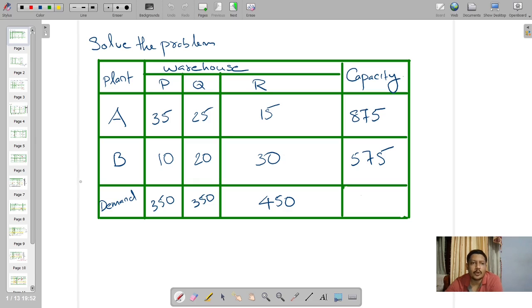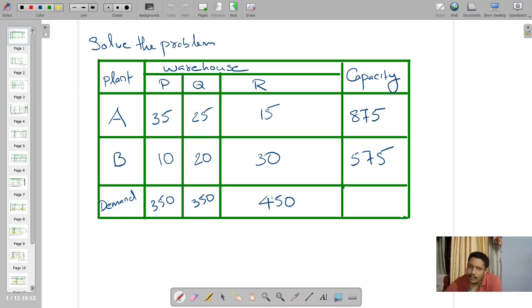Let's try to solve this problem, in which we can see there are two plants, namely A and B, and three warehouses, P, Q and R. The capacity of plant A is 875, the capacity of plant B is 575, the demand at warehouse P is 350, the demand at warehouse Q is 350, and at R it is 450. So that's the given question.